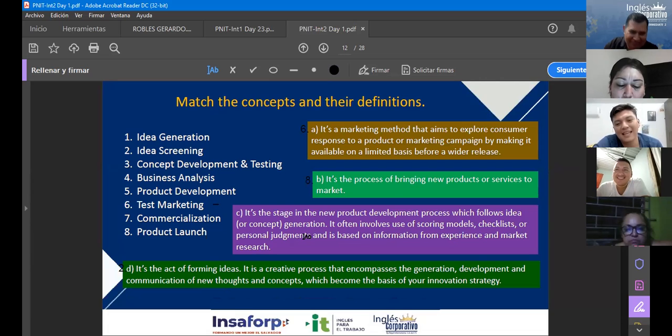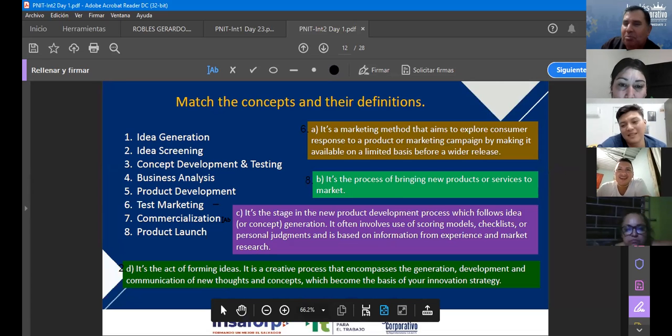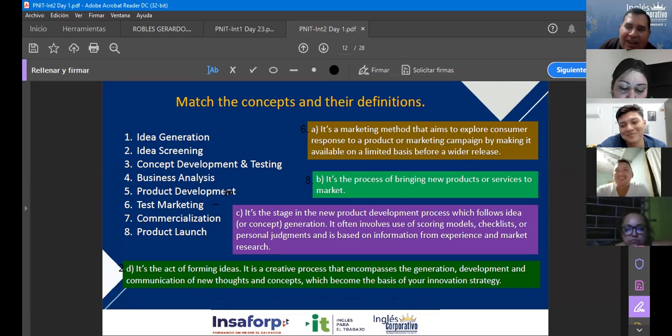Maybe because it's a new vocabulary. It's a little specific. Do your best. From those eight, we're going to check. About these eight new words or linking words, I only know two or three already. For me, they are new. Vocabulary of product development, right?